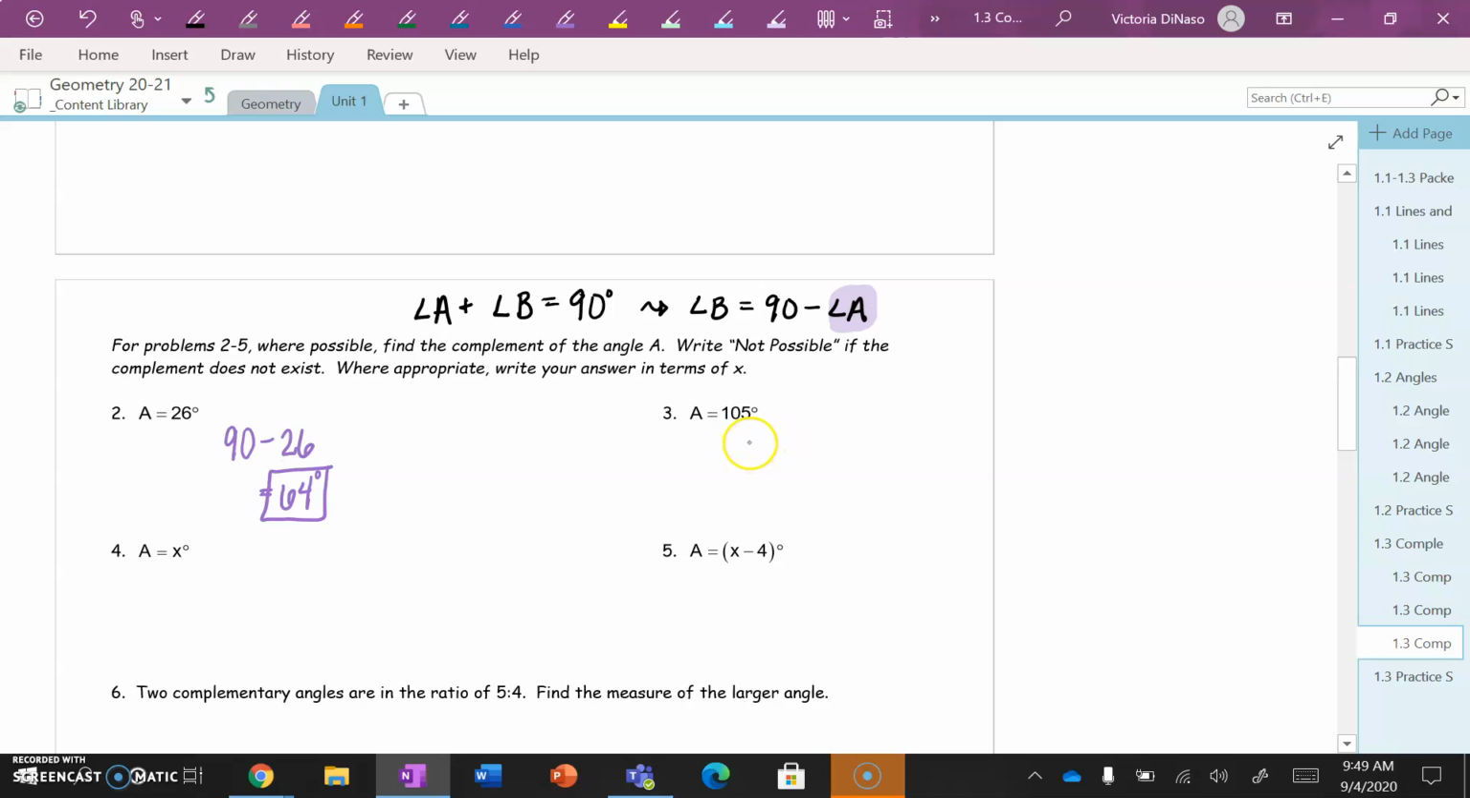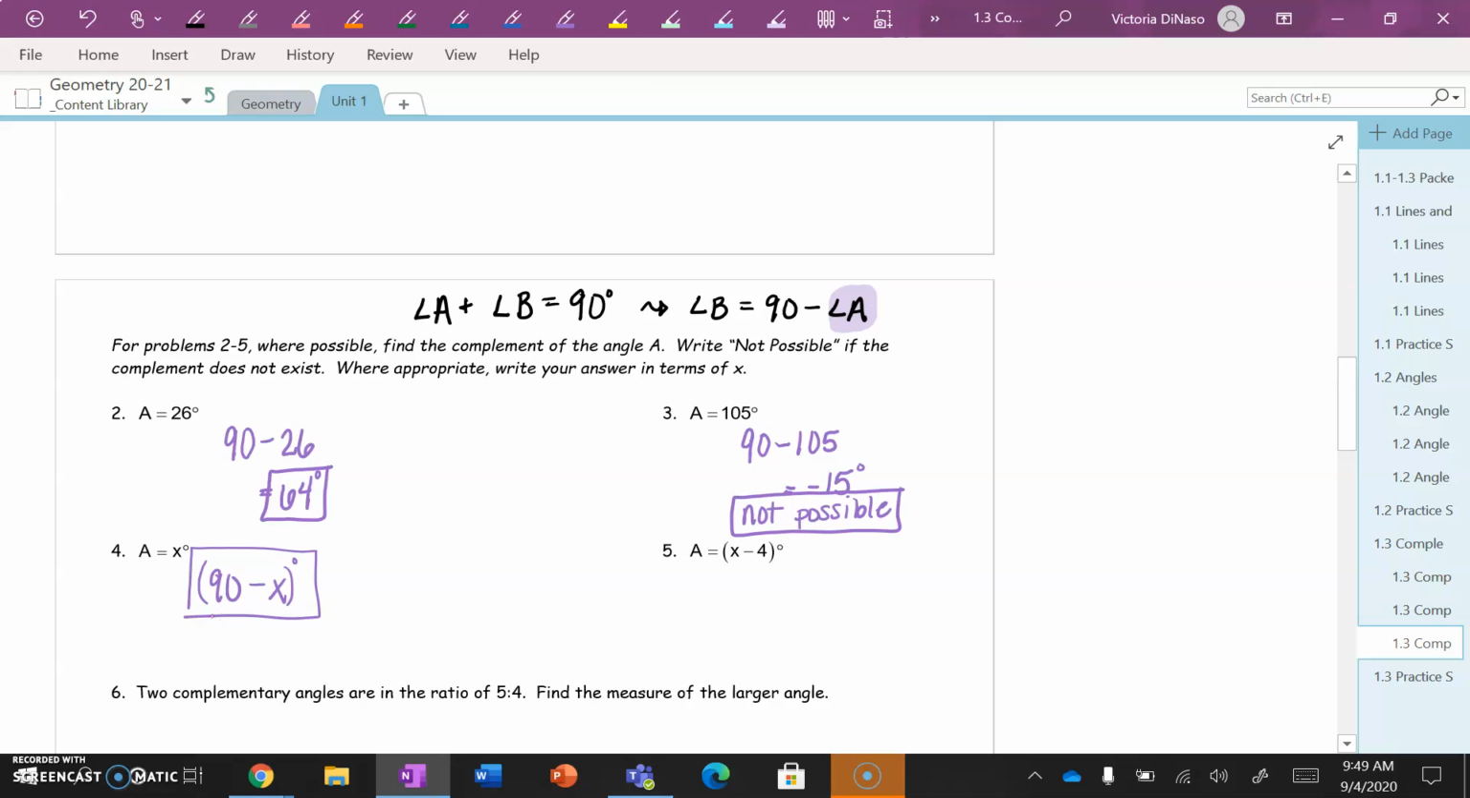In number 3, we're going to take 90 minus 105, and in this case we get negative 15. Well, it's not possible to have a negative 15 degree angle, so therefore we're going to write not possible. In number 4, I'm going to take 90 minus x, and this is as far as we can go. So the complement of this angle is 90 minus x. I'll put this whole thing in parentheses, degrees, because I want to put the degree around the entire thing.